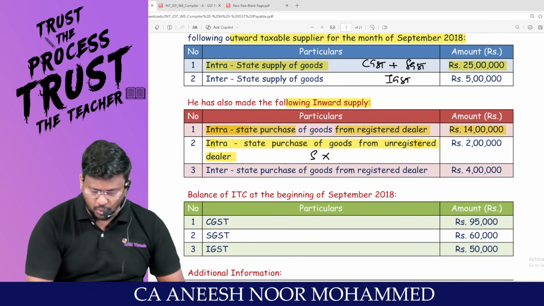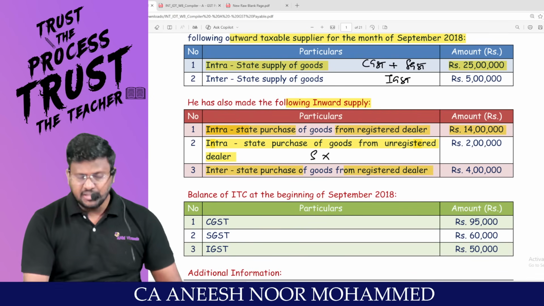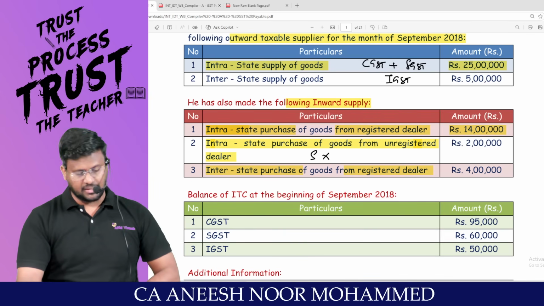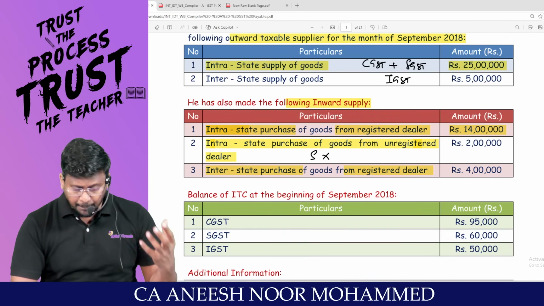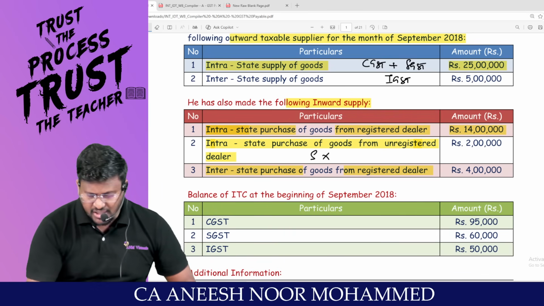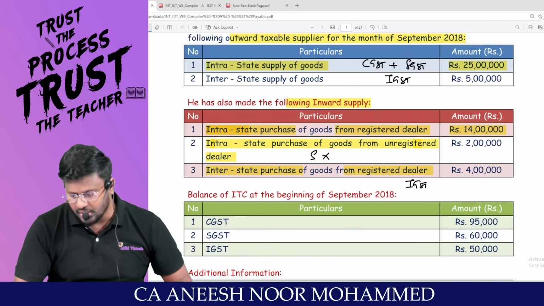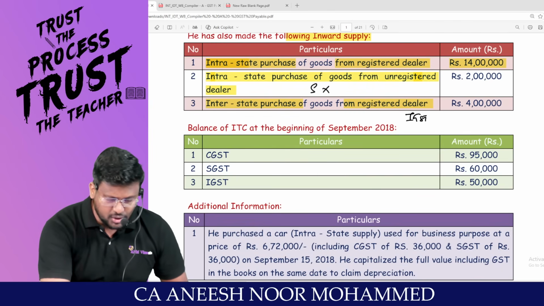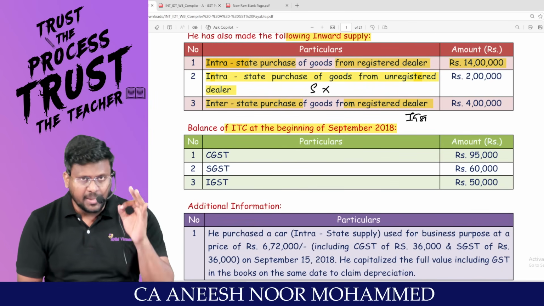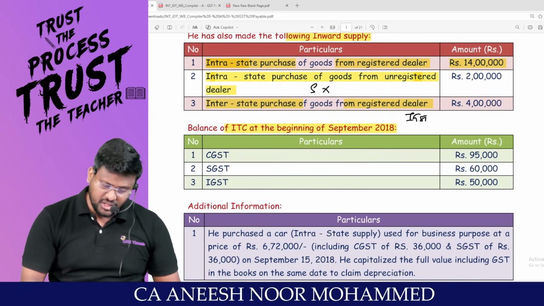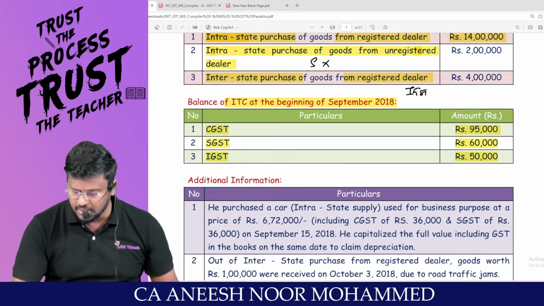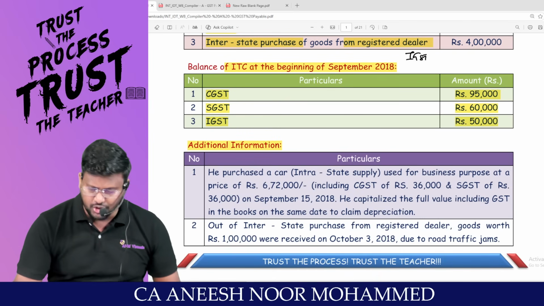Interstate purchase of goods from a registered dealer. Since the supplier is a registered person, the supplier would have collected GST. Since the supply is interstate, IGST would have been collected, so my credit will be IGST. Balance of ITC at the beginning of September: CGST, SGST and IGST are 95,000, 60,000 and 50,000. These are the additional information.